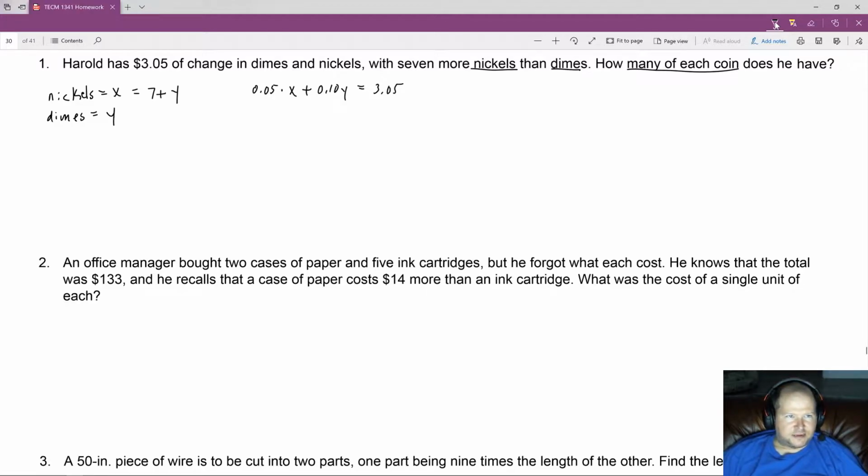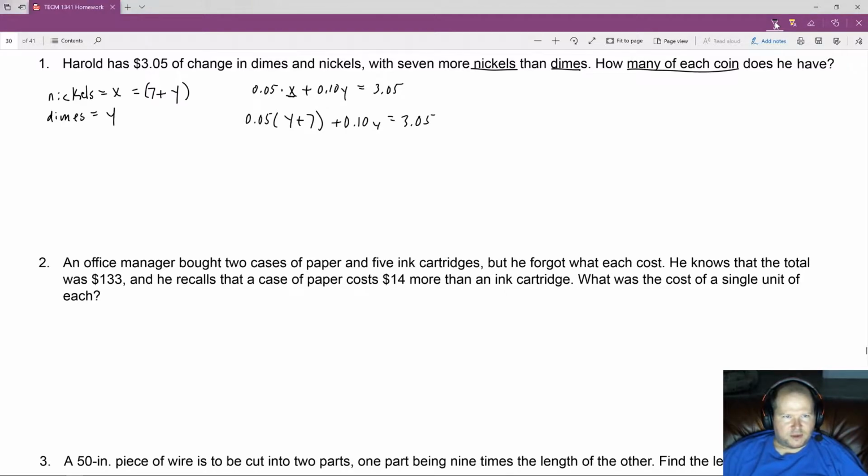Now we have to substitute in everywhere we have an X, that's actually equal to 7 plus Y. So where I have an X right here, I'm going to substitute in 7 plus Y. So I'm going to put 0.05, and instead I'll put Y plus 7, I'll flip it a little bit, plus 0.10Y is equal to 3.05.